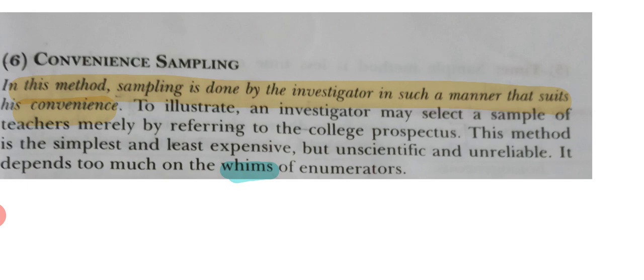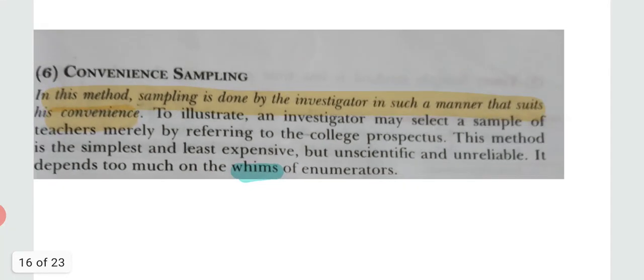Clear? So this method is very simple and not expensive, but there is a chance of biasedness or partiality. When the selection is not done properly, then the results we draw from the information cannot be reliable. In convenience sampling, there is a maximum chance of partiality or biasedness, so the results are doubtful.